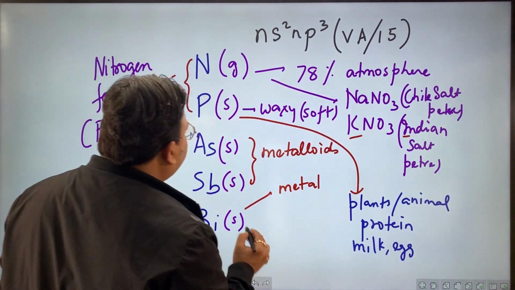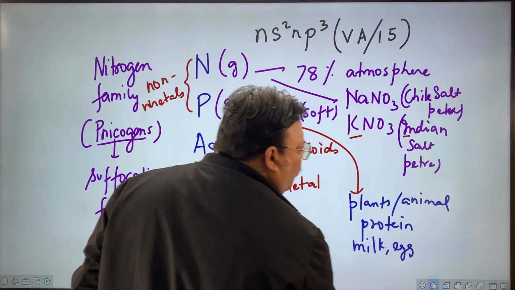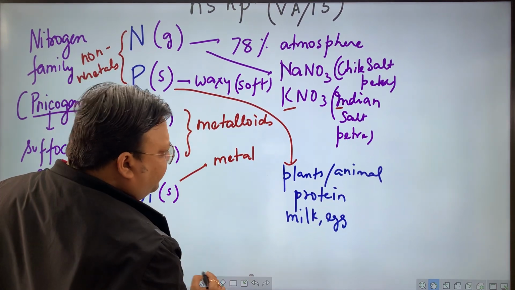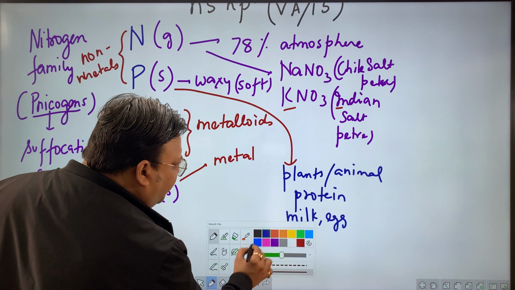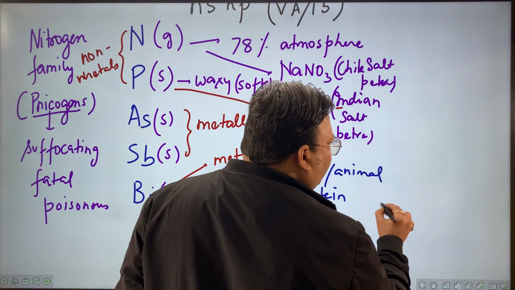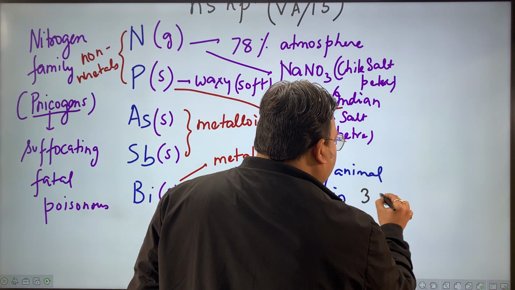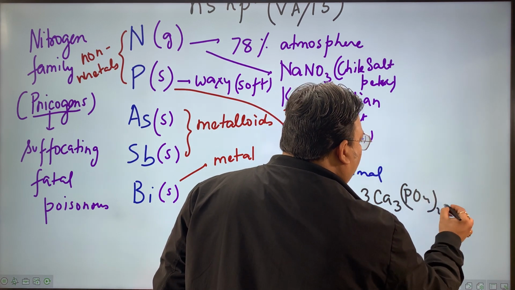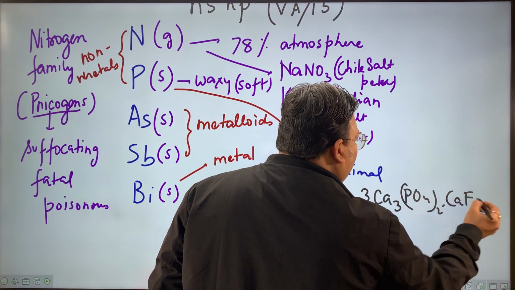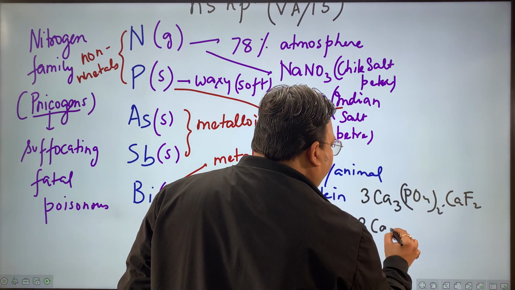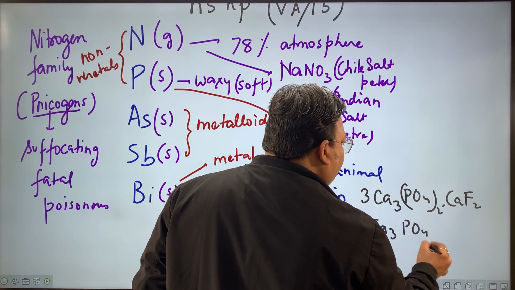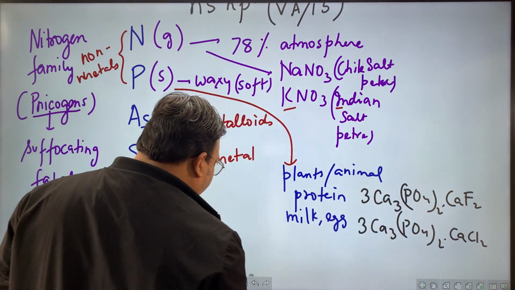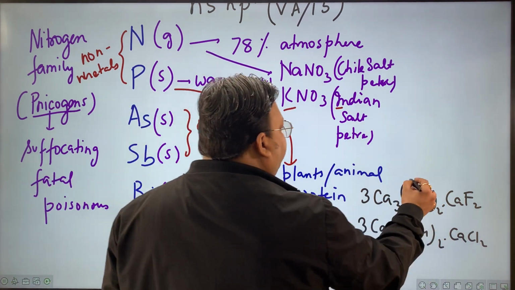And two very popular minerals of phosphorus, and the formula you will be told are calcium phosphate dot CaF2 and calcium phosphate dot CaCl2. Now the first one is called fluorapatite, the second one is called chlorapatite.